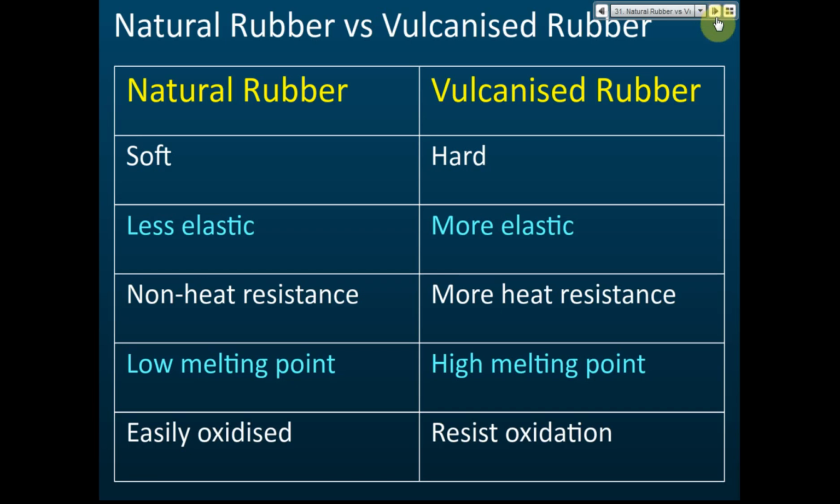The differences between natural rubber and vulcanized rubber: natural rubber is soft, less elastic, non-heat resistant, has a low melting point, and is easily oxidized. But after it is vulcanized, it becomes hard, more elastic, more heat resistant, has a high melting point, and can resist oxidation. It becomes very, very useful. Make sure you remember the differences between natural rubber and vulcanized rubber.